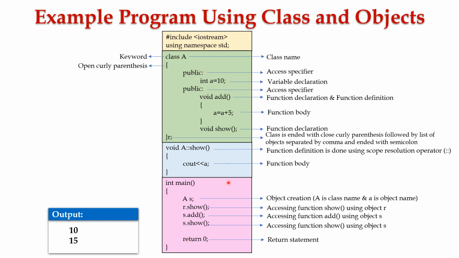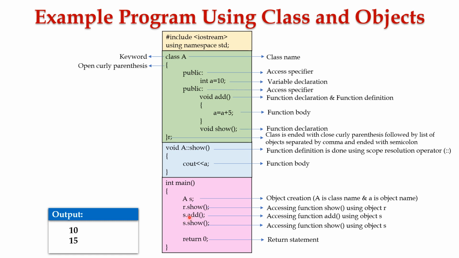Now let's see how the program will be executed. As I told you earlier, the starting point of the program execution is int main. So the first line is creating the object s for the class A. Then using the object r, which has already been created during the class declaration part, I'm accessing the method show. It displays the value of the variable a to the user. Currently, the value of the variable a is 10. So it is displayed in the output as shown here.